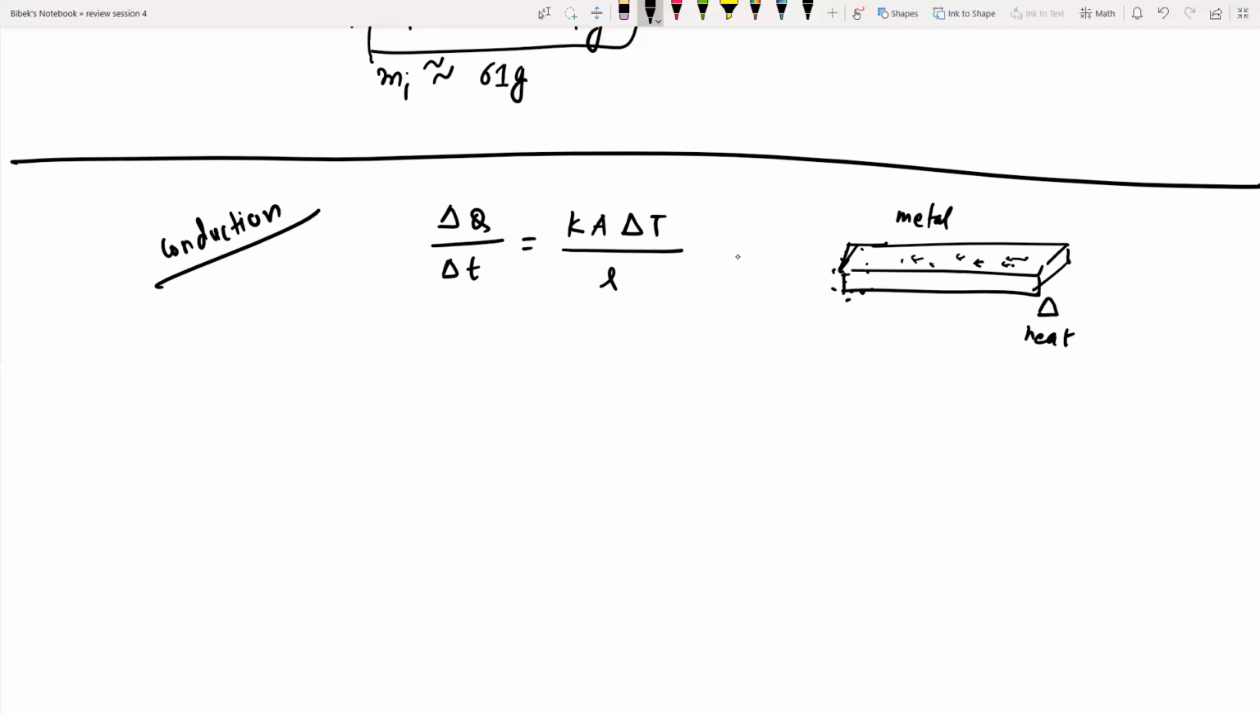If you have a temperature difference, like a metal rod with 250-degree heat initially, and the other end becomes 25 degrees centigrade due to this conduction, let's suppose this to be T1, and let's suppose this to be T2. Then your delta T is 250 minus 25.